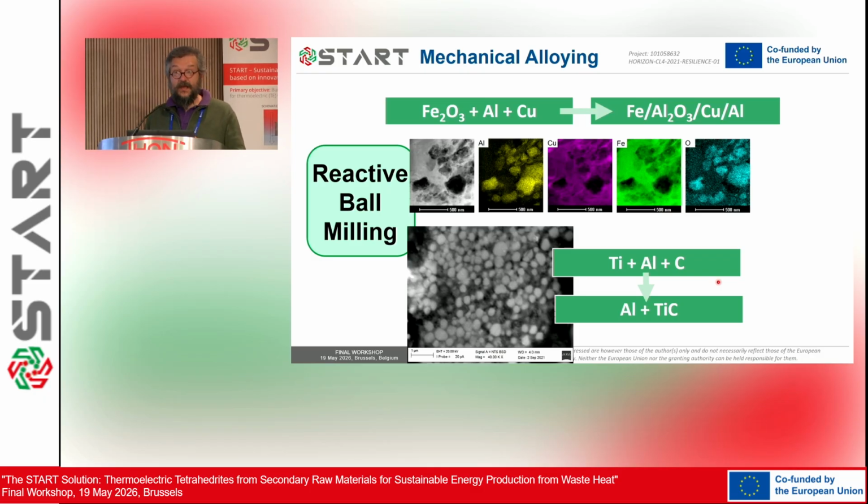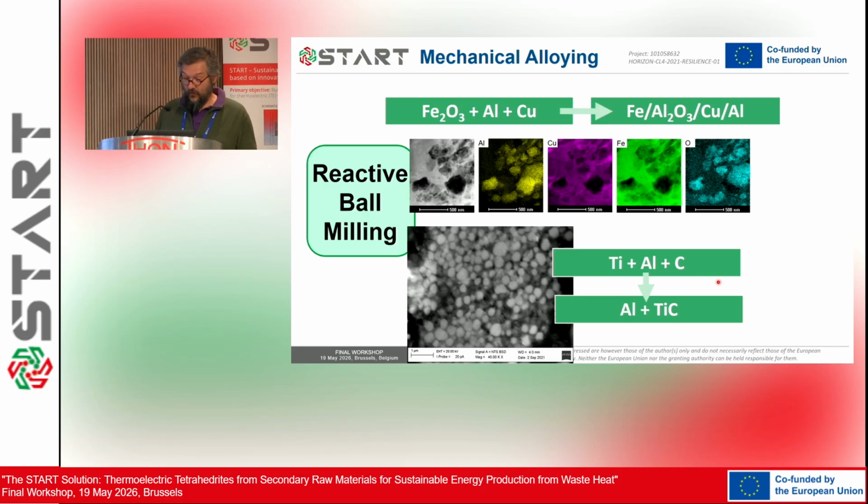When you put together elements that are thermodynamically favored to combine into intermetallics or ceramics, they do that. For example, putting together titanium, aluminum, and carbon, we end up with titanium carbide in an aluminum matrix. Similarly, iron oxide and aluminum is a thermitic reaction that can be activated by ball milling also in smaller quantities, so without melting down all our equipment.